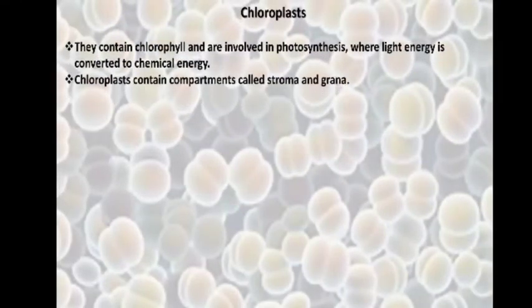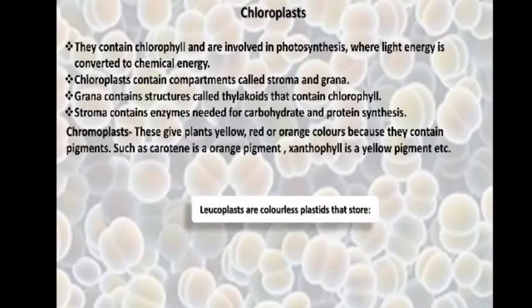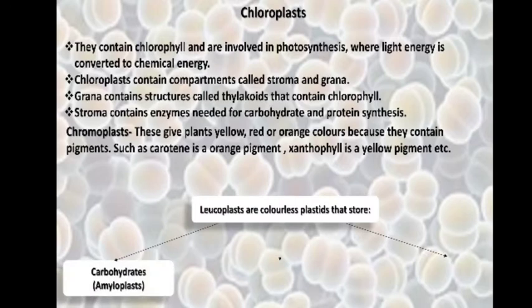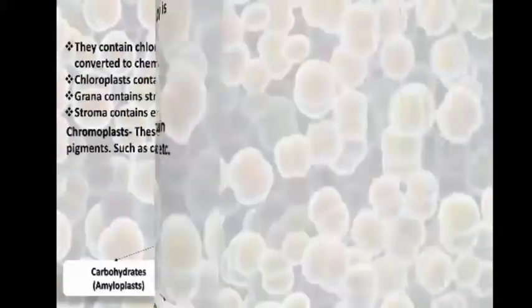Chloroplasts trap solar energy and manufacture food through photosynthesis, and chromoplasts provide color to various flowering parts, because chromoplasts contain so many pigments such as yellow, red or orange pigments, etc. Carotene is an orange pigment, xanthophyll is a yellow pigment. Those are examples of chromoplasts.